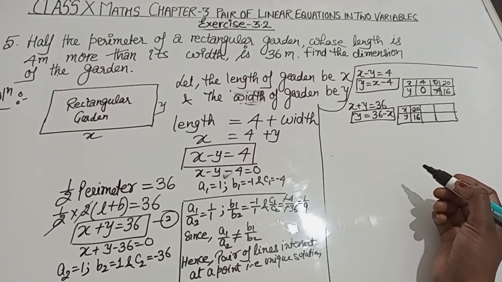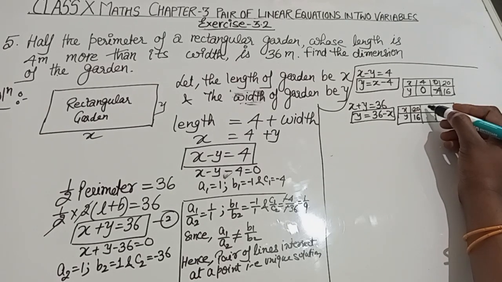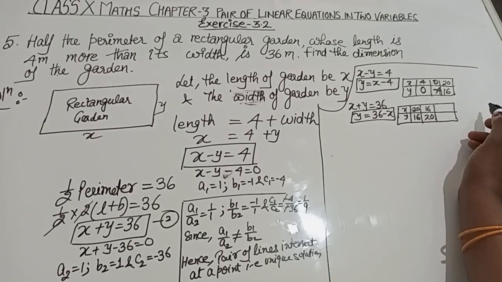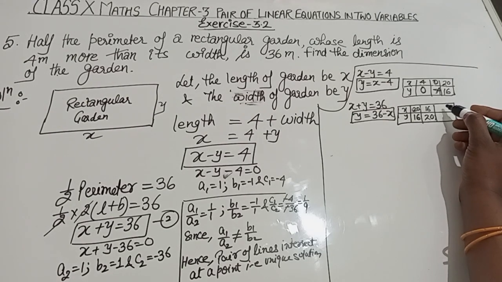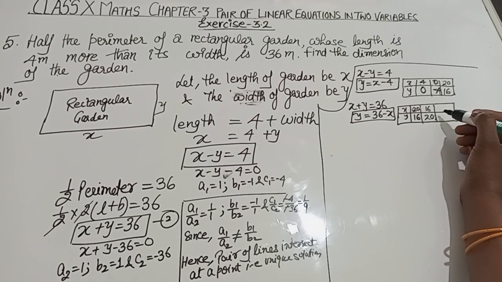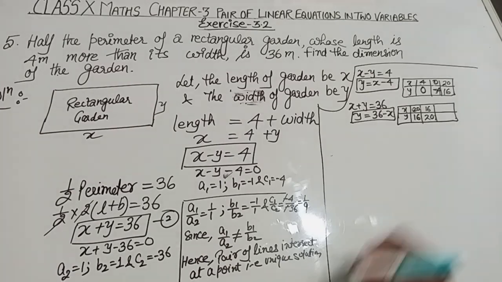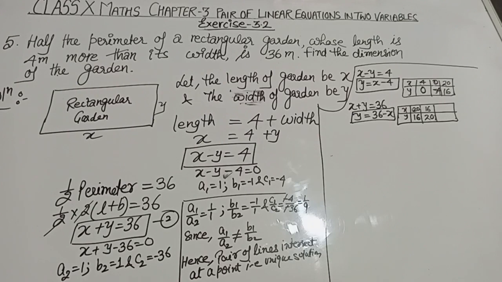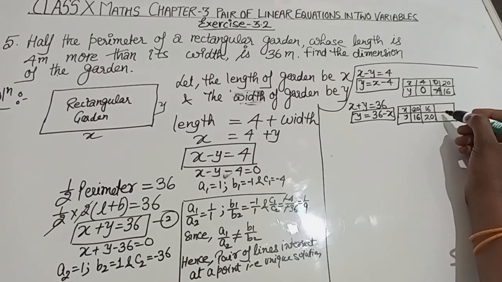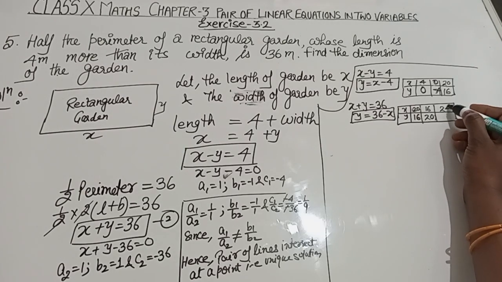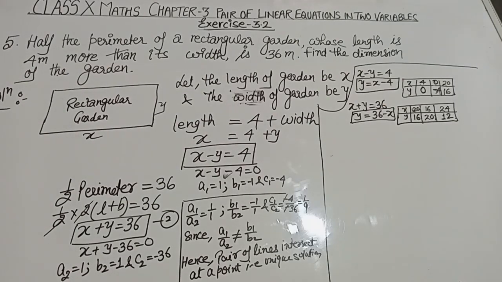So again, the table of 4: 4 ones are 4, so now what we put here is 16, and we get 20. Now, 4 ones are 4, 4 twos are 8, 4 threes are 12. So when we put 12, we get 24. So 12, 16, 20, 24. When we put 24, we get 12.